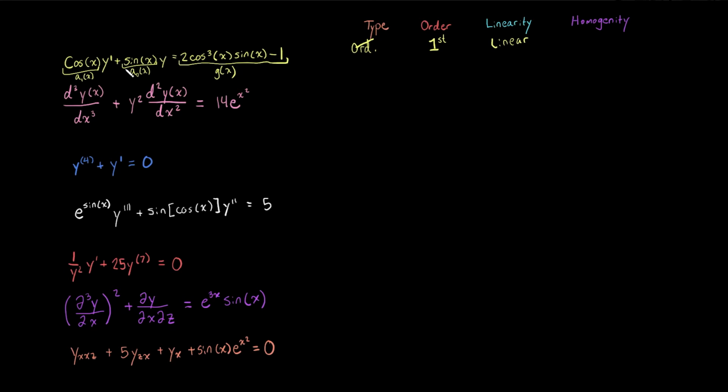Now, if we take a look at whether this is homogeneous or non-homogeneous, remember, if we have any additive terms that do not include the dependent variable, then this is non-homogeneous. And we do indeed have an additive term right here. This whole term that's separated out doesn't include the dependent variable y. So this would be a non-homogeneous equation.